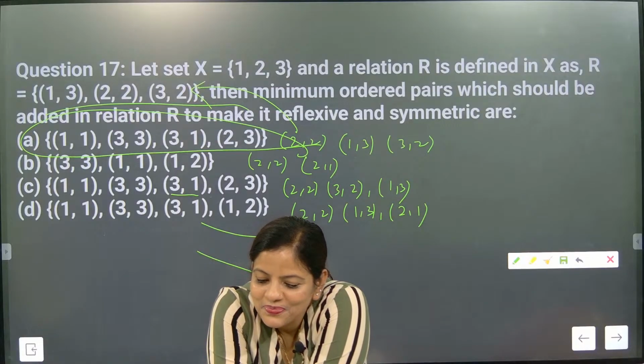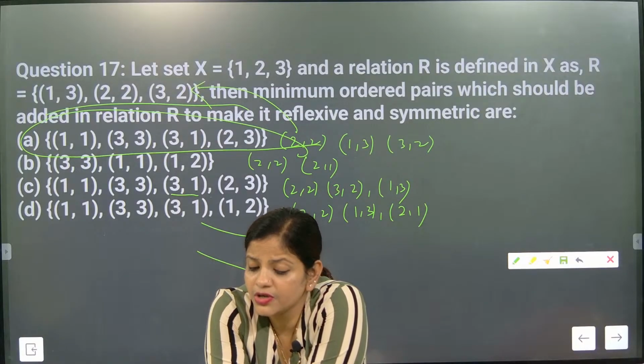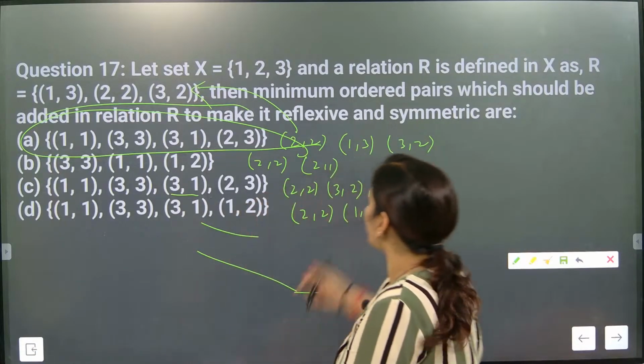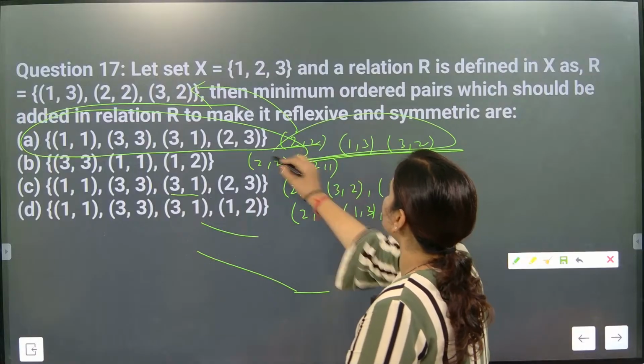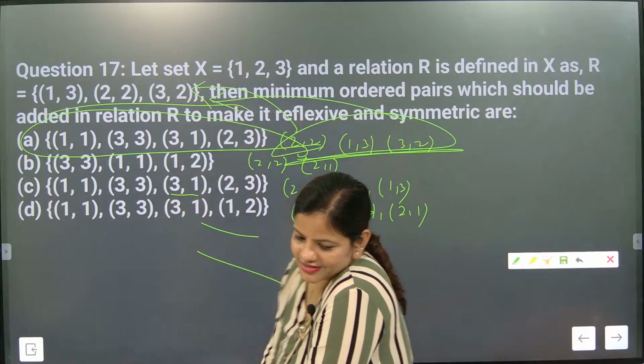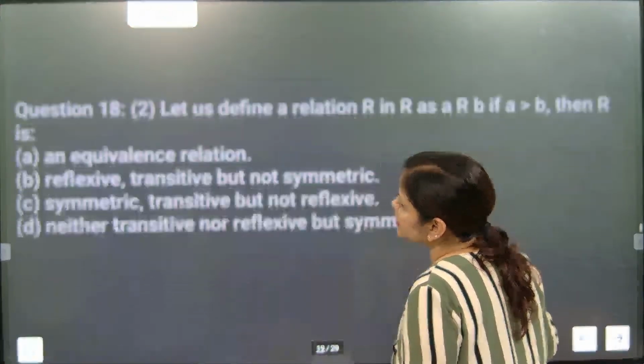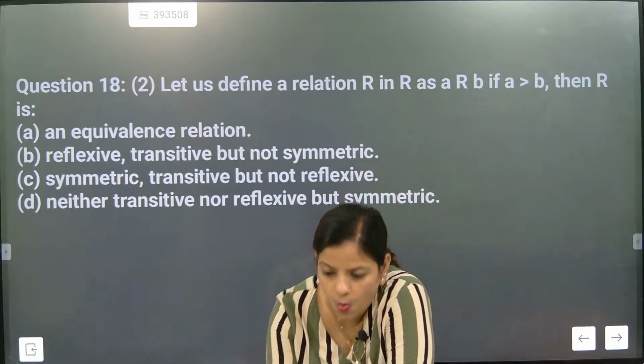Correct only. So that means (1,1), (3,3), (3,1), (2,3) is there. In that, (1,3) and (3,2) are there. So (1,3) and (3,2) are matching our relation. That's it. So A is the correct answer. Super good. We'll go for the next question, please, and your time starts now.